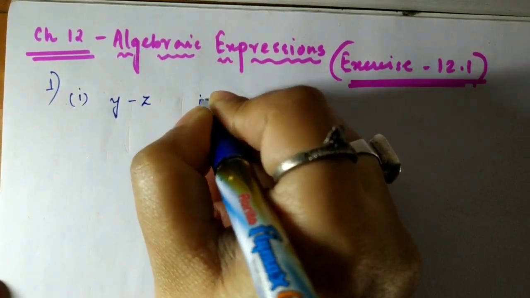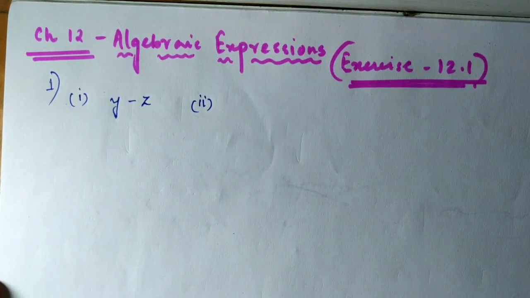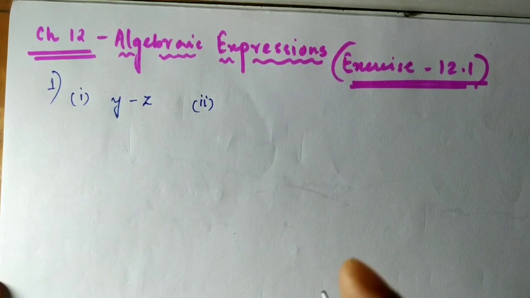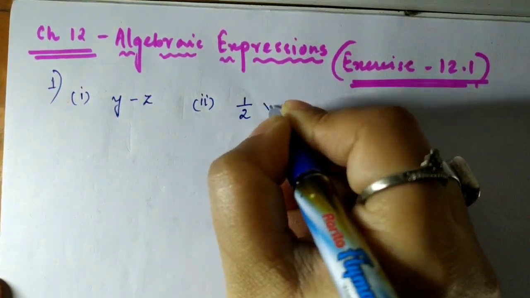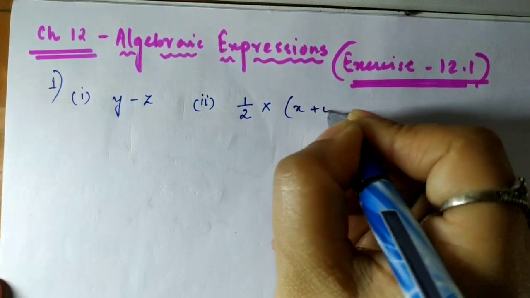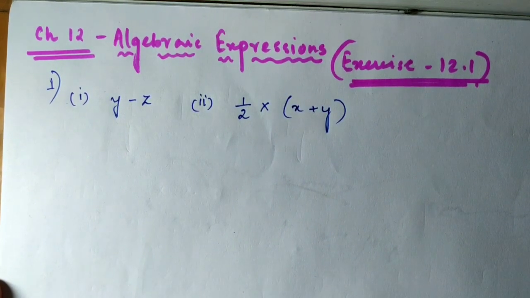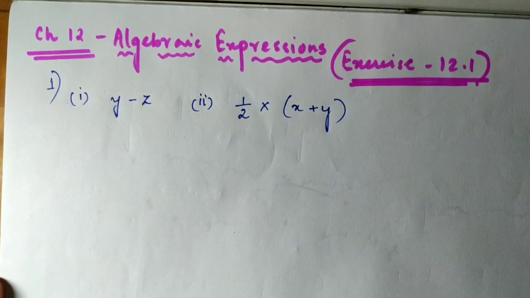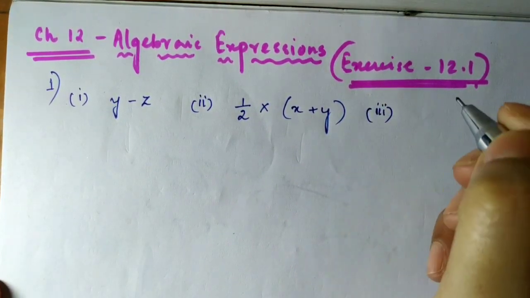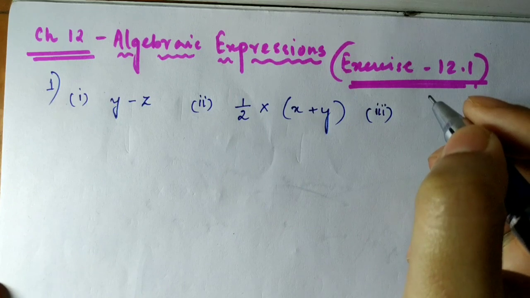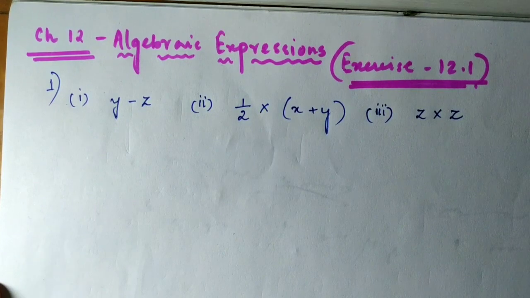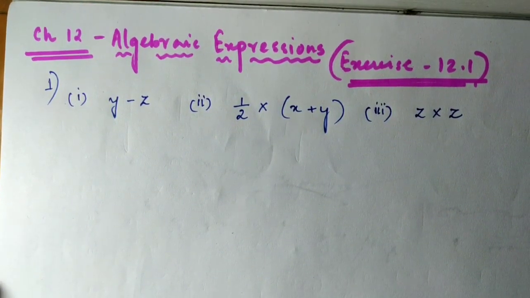Let's see number 2. It's given 1/2 of the sum of the numbers x and y. 1/2 means 1 by 2. Of means multiply. Okay, of the sum of the numbers x and y. So sum of the numbers x and y, I can write it this way. So in this way you need to write down the things. Again I will show you number 3. It's given the number z multiplied by itself. Z multiplied to itself means z into z. So this is the way you have to form the algebraic expression.